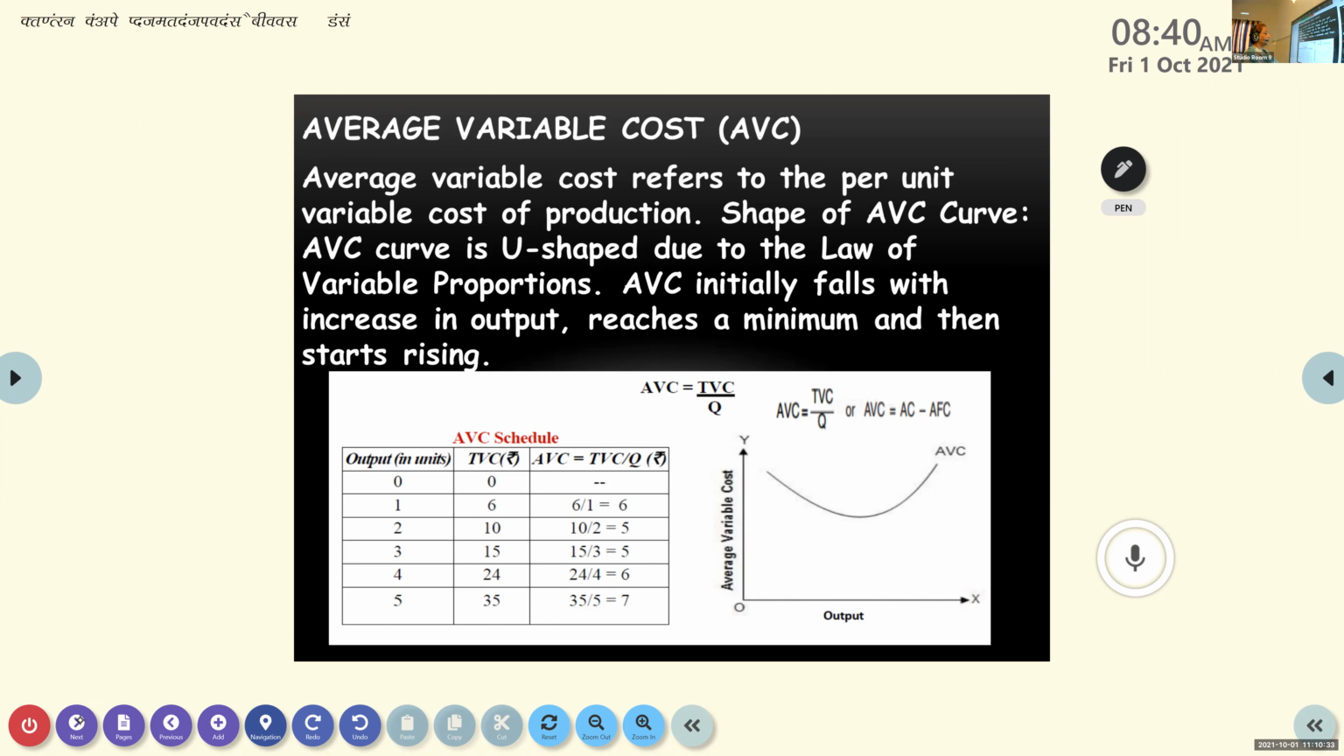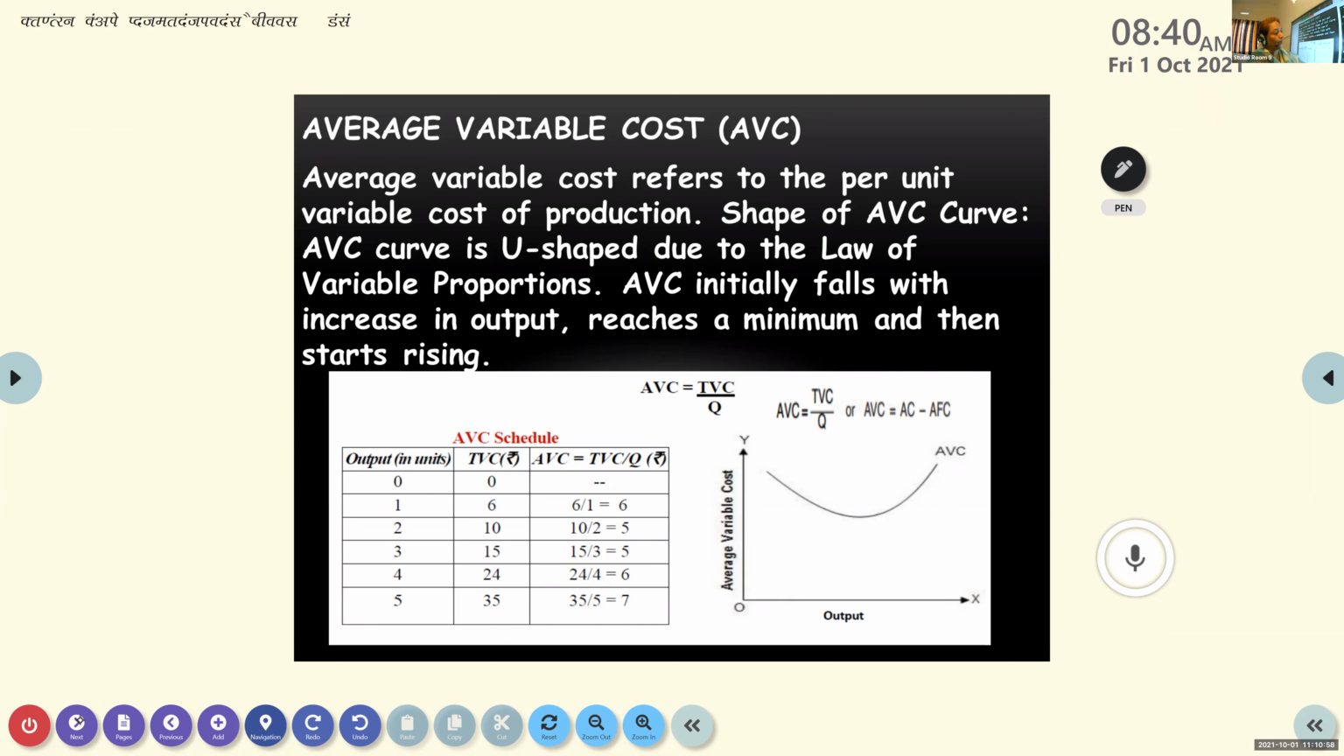Okay. Now, the shape of AVC, if you see, is somewhat U-shaped. It is a U-shaped curve. And Abhilash, what is the reason for it? Law of variable proportions. What happens to AVC in the beginning? It falls, then it reaches a minimum, then it starts rising.